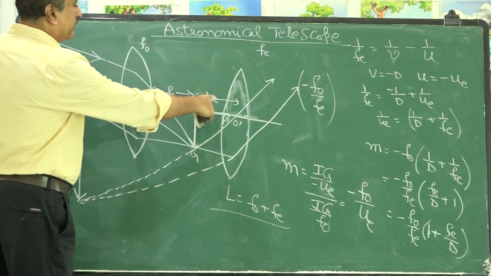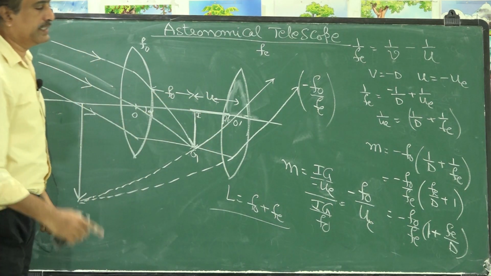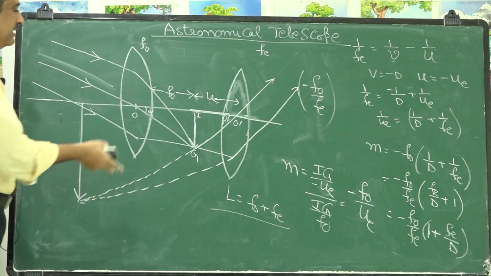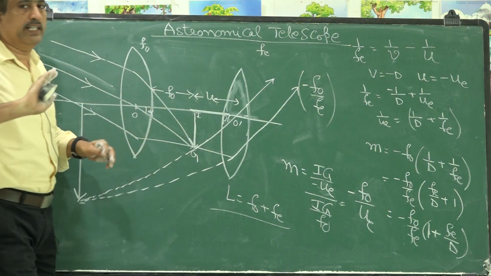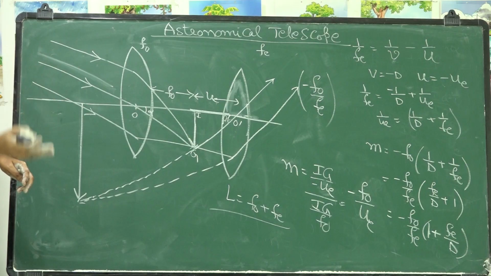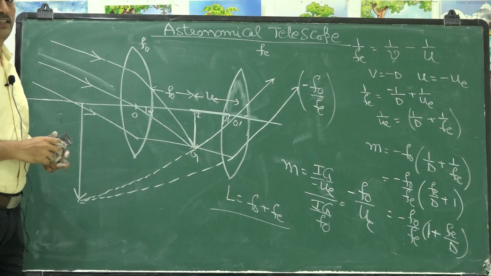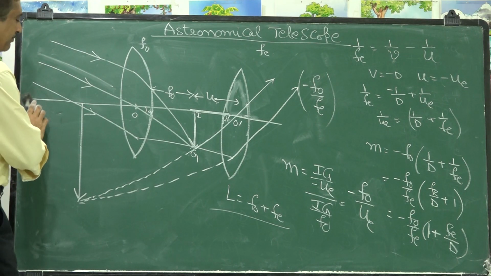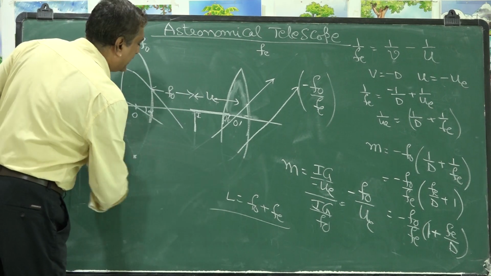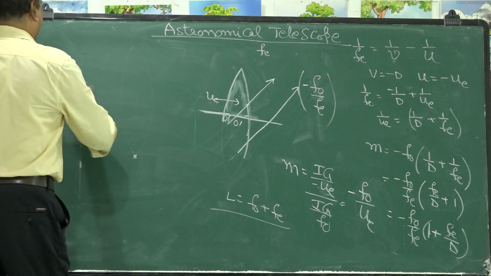For that, in addition to these two lenses, another lens is placed in between these two, so that we get an erect image, and that lens is called the erecting lens. So a terrestrial telescope consists of 3 lenses.